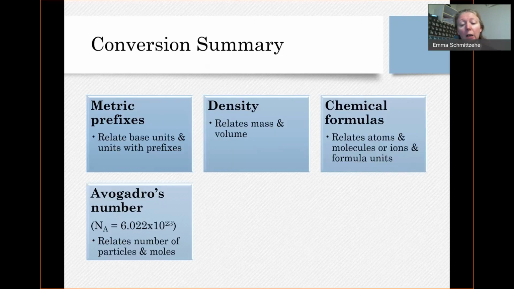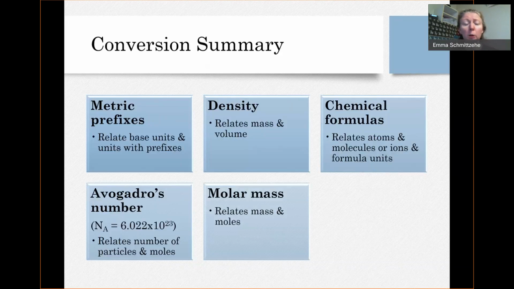Now, another thing that we can use to do conversions is Avogadro's number. So for Avogadro's number, we'll use 6.022 times 10 to the 23rd, so we'll use it for sig figs. That is the number of particles in a mole of something, okay? And so that can be used to jump between the number of particles of something and the number of moles, okay? So whether you know the particles and you want to convert to moles, or you know the moles and you want to convert to particles, doesn't matter, you always use Avogadro's number in that case.